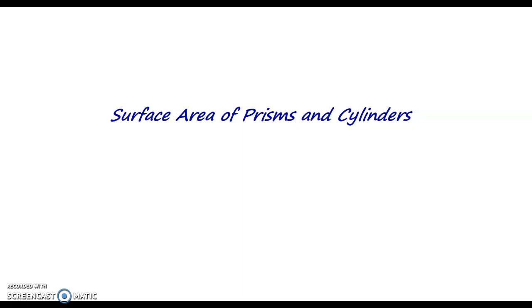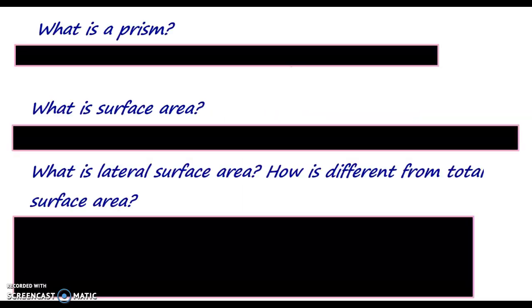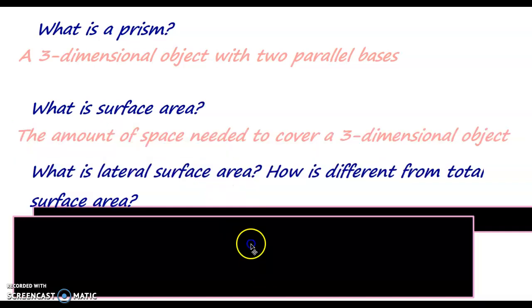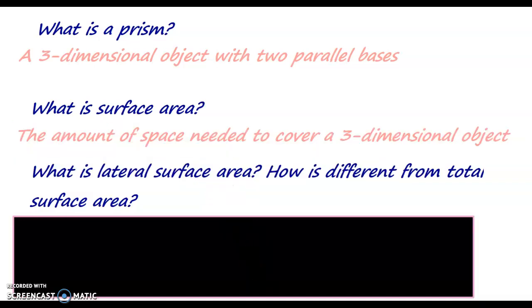Today we're going to look at surface area of prisms and cylinders. Before we begin, what is a prism? Well, a prism is a three-dimensional object with two parallel bases. What is surface area? Surface area is the amount of space needed to cover a three-dimensional object.